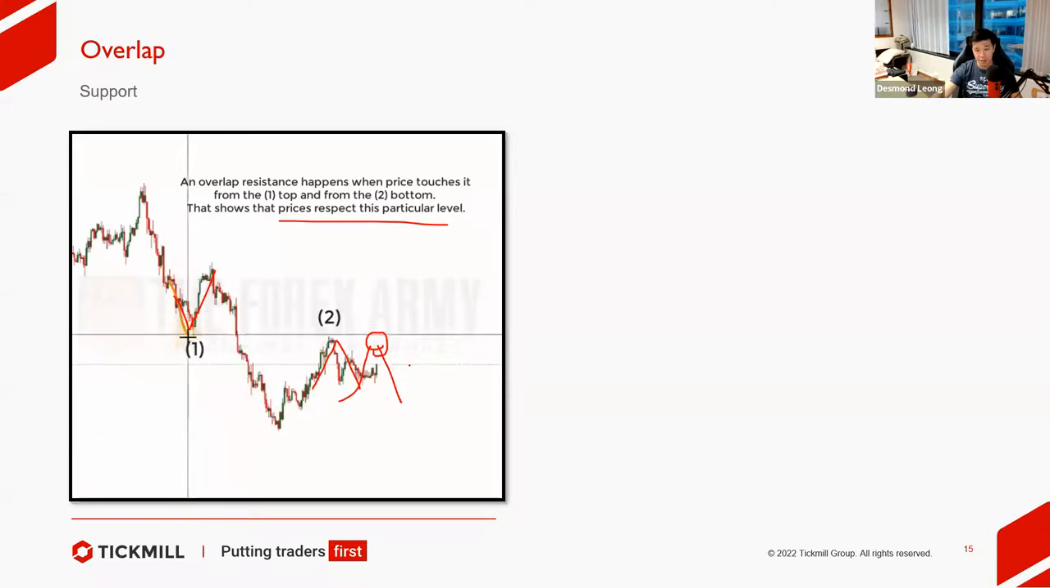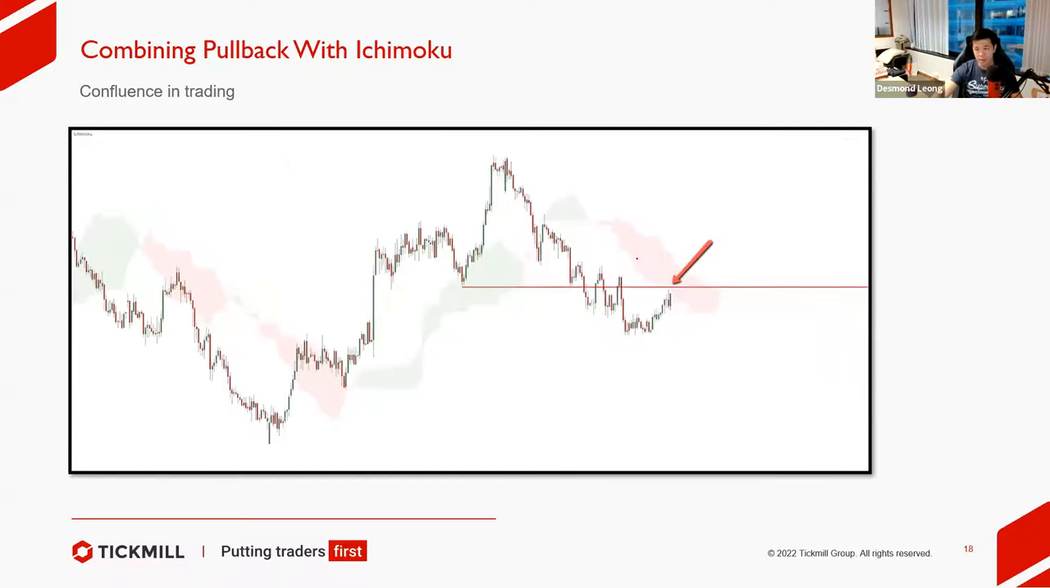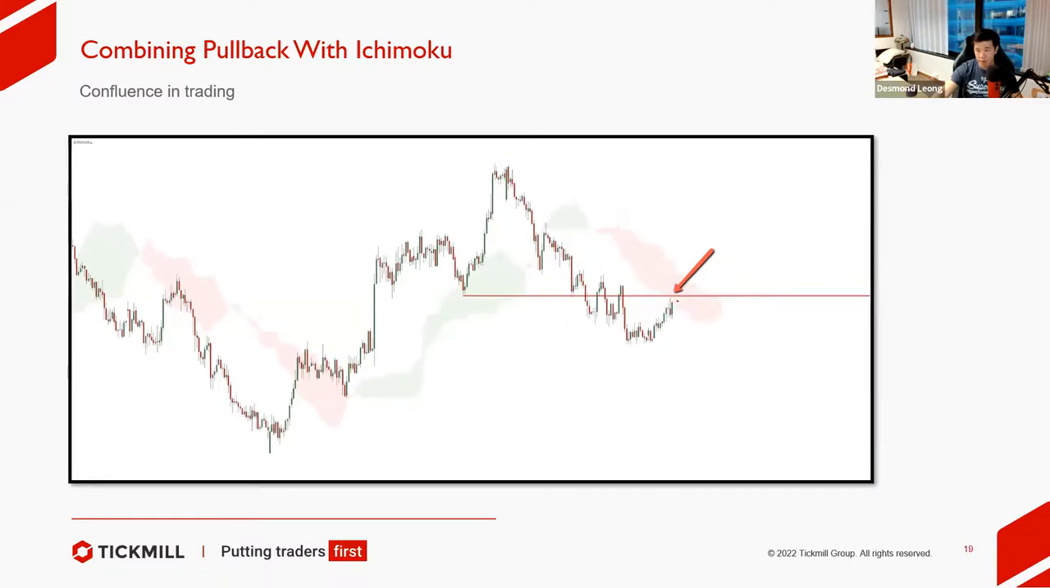That's one of the key things I want to show you guys, and how we can combine it all together. So in this example, this is the pullback resistance that we're looking for. This is a very simple example. Pullback resistance over here, Ichimoku cloud resistance over here, and I think maybe it's a 23% Fibonacci retracement over here. You combine one, you combine two, you combine three. You can see over here.